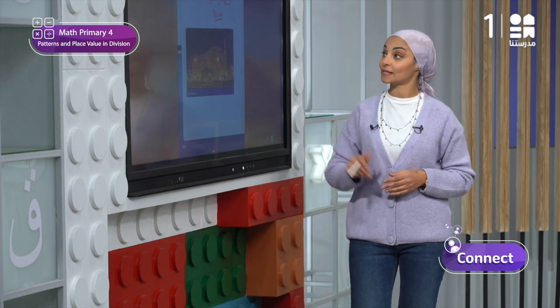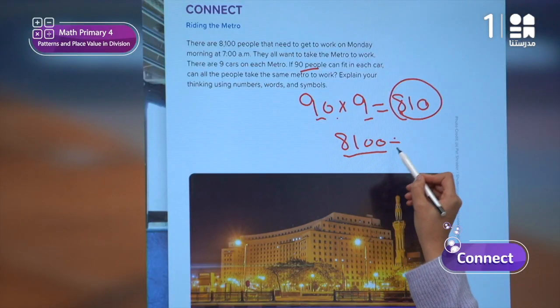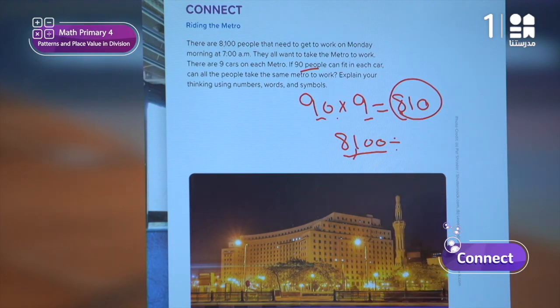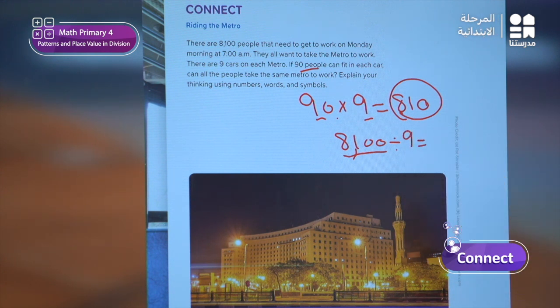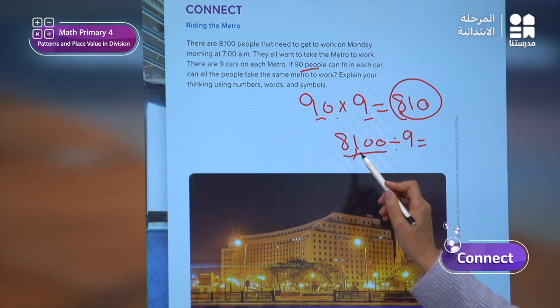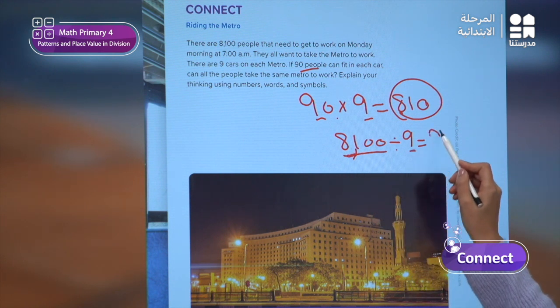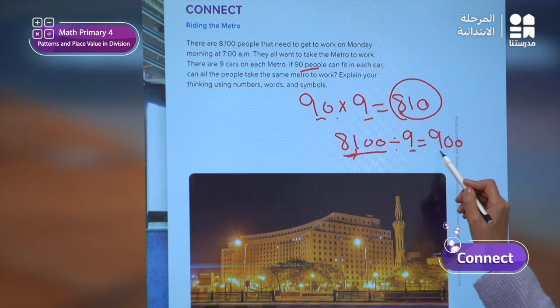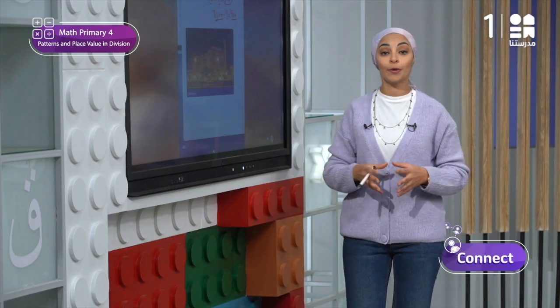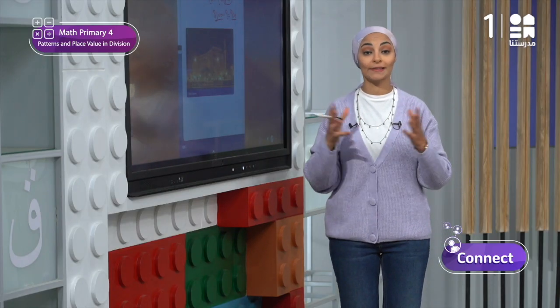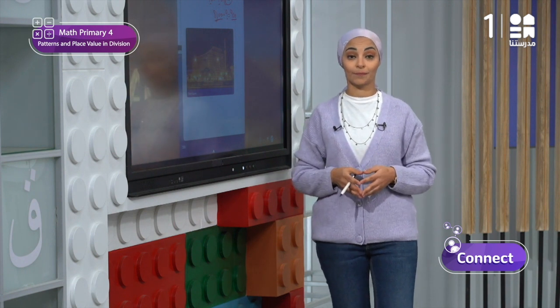ممكن نعمل إيه؟ Yes, I can divide ال 8,100 اللي هو كل ال people اللي عندي by 9 cars, right? The answer will be what? Yes, 81 divided 9 gives me 9, and put the 2 zeros to be 900. 900 دول إيه؟ People per car. يعني كل car هتاخد 900 only.